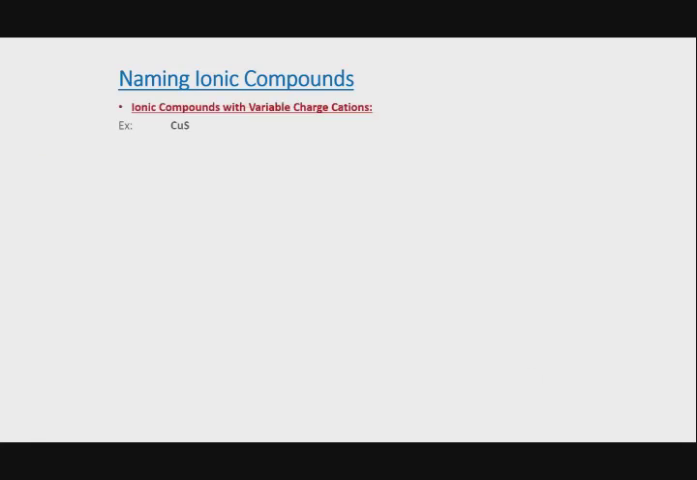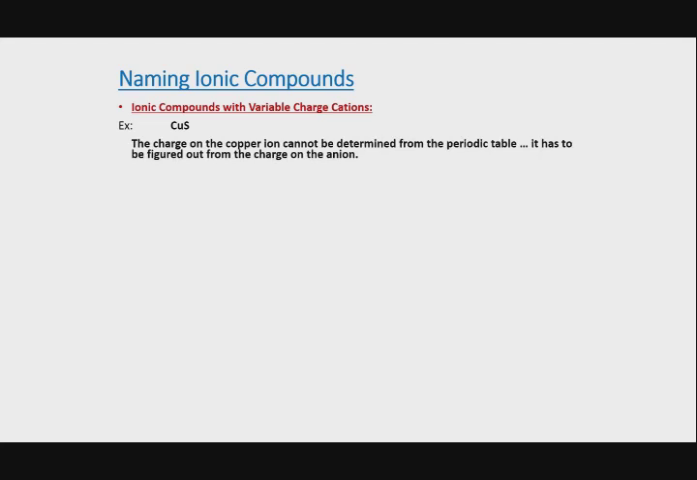Here is a compound. Is this ionic? Yes, it is ionic because it has copper in there, which would make a cation, so sulfur is therefore making an anion. Is it a fixed charge or a variable charge cation ionic compound? It is a variable charge cation because copper does not make fixed charge cations. Okay, so now we need to name those. Now please remember, you cannot figure out the charge on variable charge metals from the periodic table. You have to work it out from the anion.